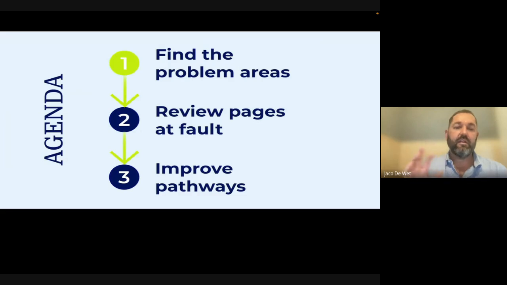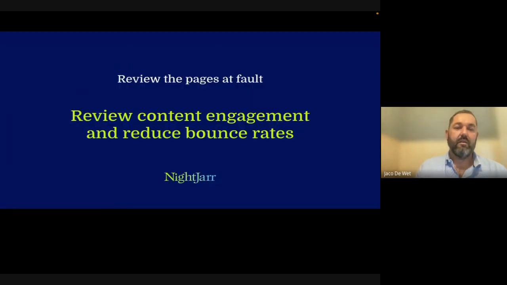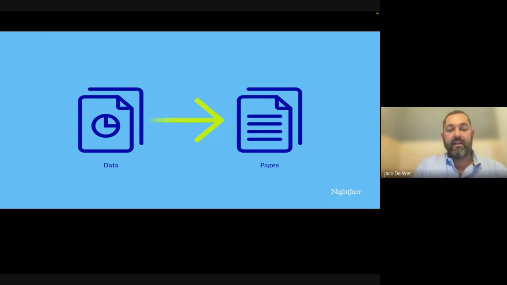So now that we've identified some of the problem areas, the next step would be to look at the actual pages themselves. If we talk about content engagement and how people actually work with the information you have on screen, how do you then reduce the bounce rates? Like I mentioned, we have the data. Now let's focus on the actual screens themselves.